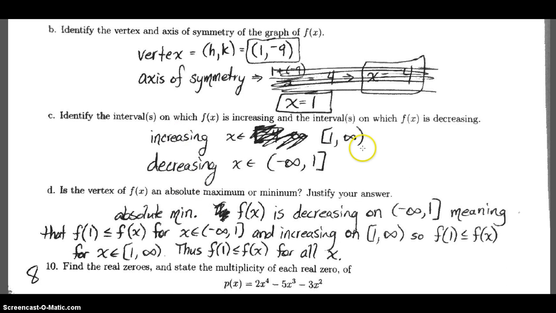And then we can say where it's increasing, decreasing. I think most people got that. Minimum, and here's the more technical reason why, because we know that it's decreasing on this interval, and then it's increasing on this interval. So because of that, f of 1 is less than or equal to f of x for any value of x that we could plug into the function.